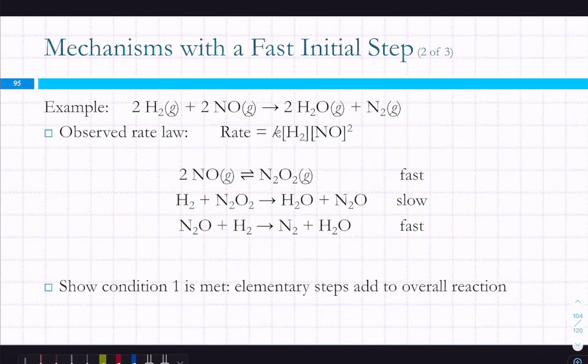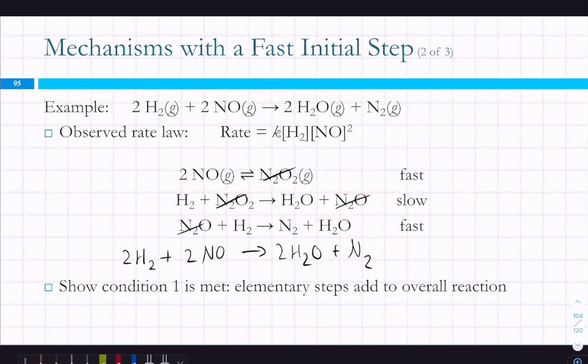Then the step after that's fast. So we can show that this mechanism adds up to our overall reaction. So we've got, let's see, dinitrogen dioxide on both sides, and then we can add this up, and it'll match the one on top. 2H2 plus 2NO reacting to form 2H2O plus N2. But our slow step is this one in the middle.